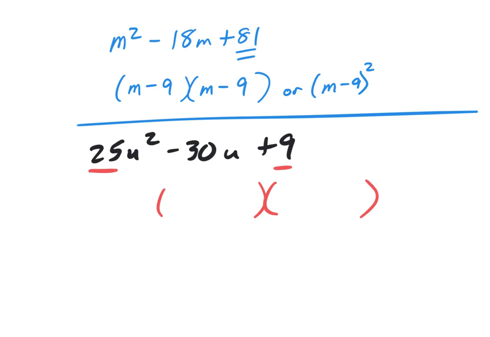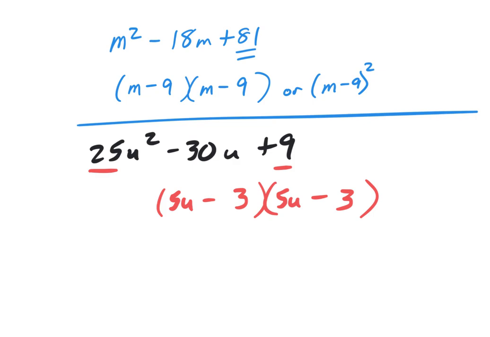And if I was going to do this, 25 is a perfect square, 9 is a perfect square. So both of those are good, okay? To get 25u squared, I would do 5u times 5u, because it is a perfect square. Okay, to get 9, I would do 3 and 3. What kind of sign do I want in between here? Both negative, okay?